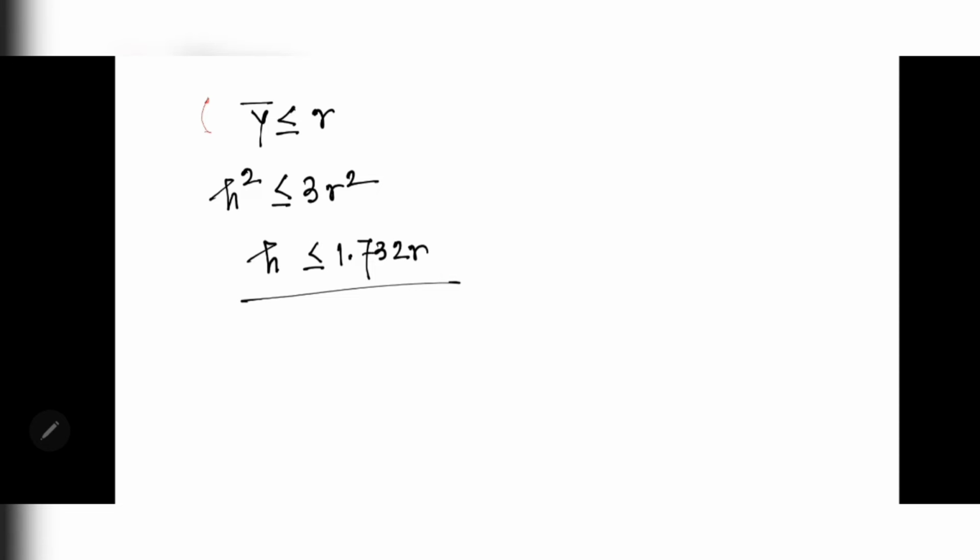Now for stable equilibrium, y must be less than or equal to r. That means the value of y must be less than or equal to r, then h square must be less than or equal to 3r square. That means h must be less than or equal to 1.732r. The maximum value of height of the cone is 1.732 into r.